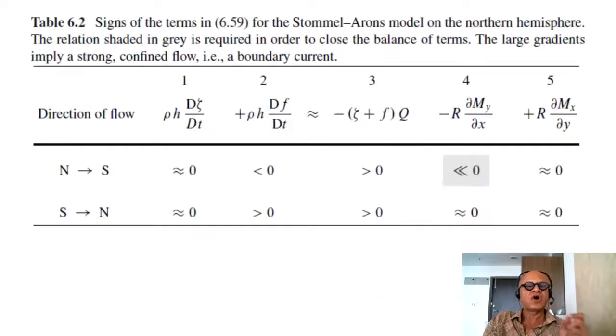Okay, so Stommel and Arons applied the same model to the deep western boundary flow as well, and the remarkable thing about it was that they did it before there was any data for the subsurface flow, and it wasn't known at all whether there was also a western boundary intensification of the deep water flow. And bravely enough, they used the same model and signs of the terms in the equation for the Stommel-Arons model.